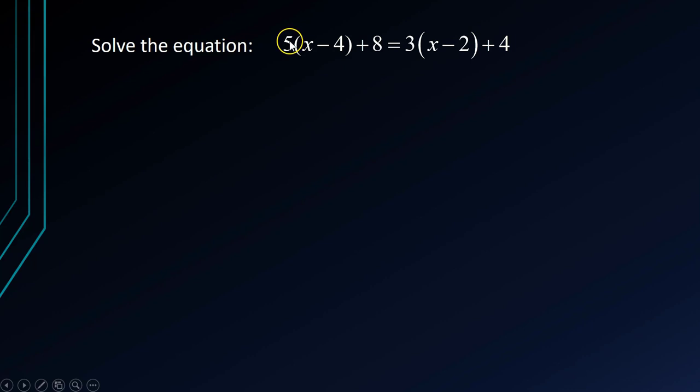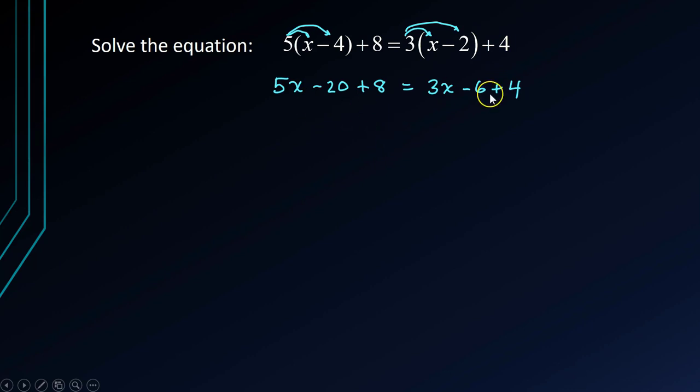So I'm going to distribute this 5 to x and minus 4. I'm going to distribute this 3 to x and minus 2. And when I do that, I get 5x minus 20 plus 8, because it just comes along for the ride. 3 times x minus 2 is 3x minus 6. Plus 4 comes along for the ride. So now I got rid of the parentheses.